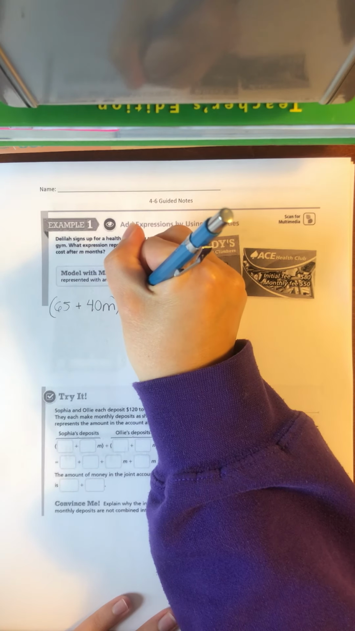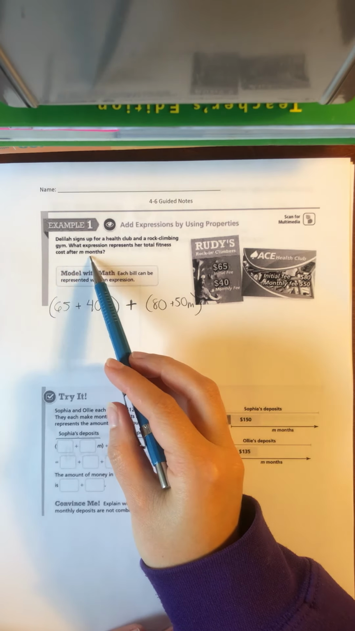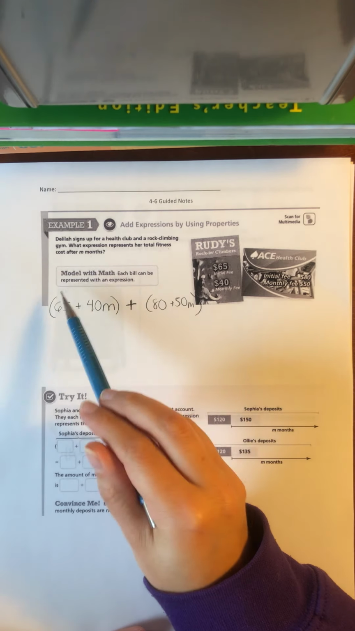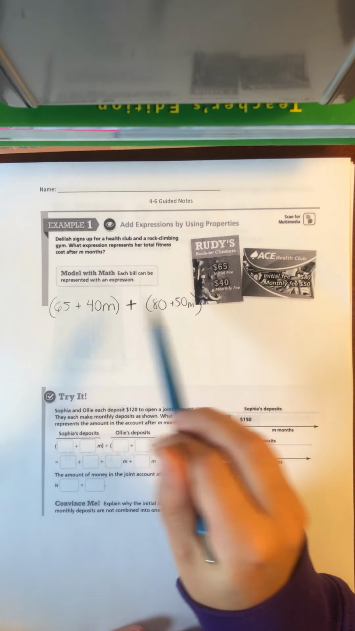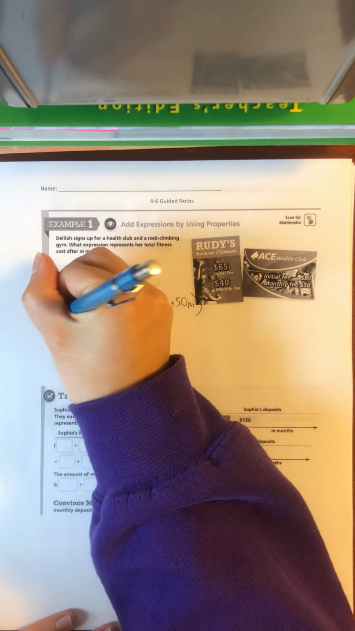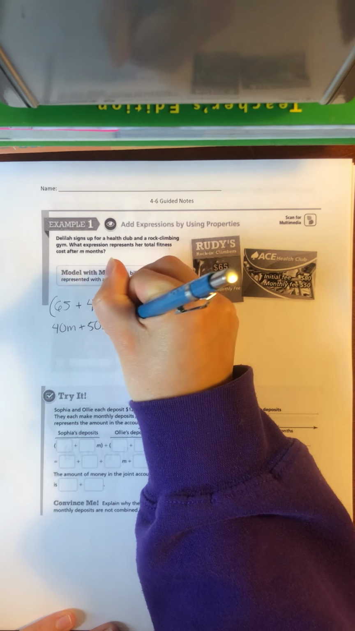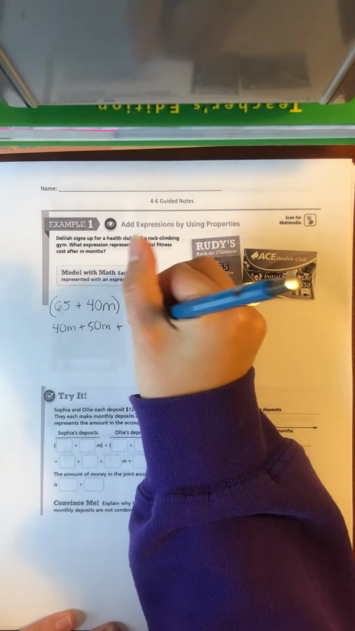I'm putting them in parentheses just so you could see how they're grouped together, but you don't have to put them in parentheses. It says what expression represents the total cost. So it's the cost of the rock climbing and the cost of the health club. So now we have to add these together. So what you could do is group your like terms together. So we have 50M and 40M. So 40M plus 50M plus 65 plus 80.